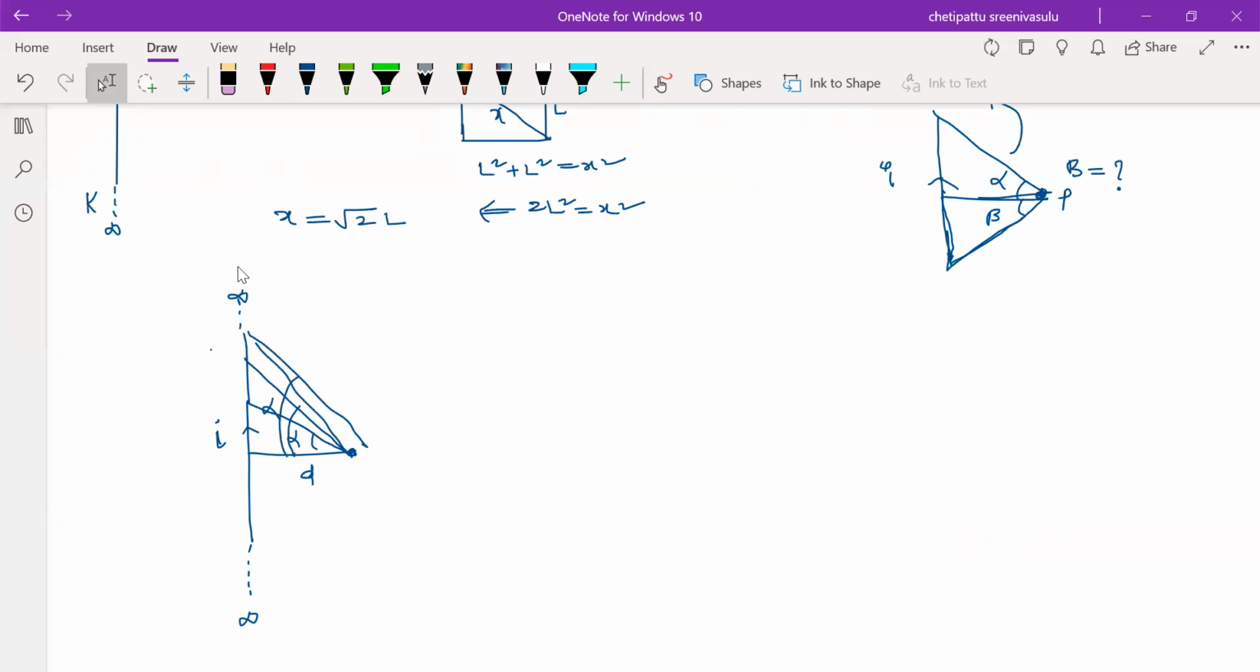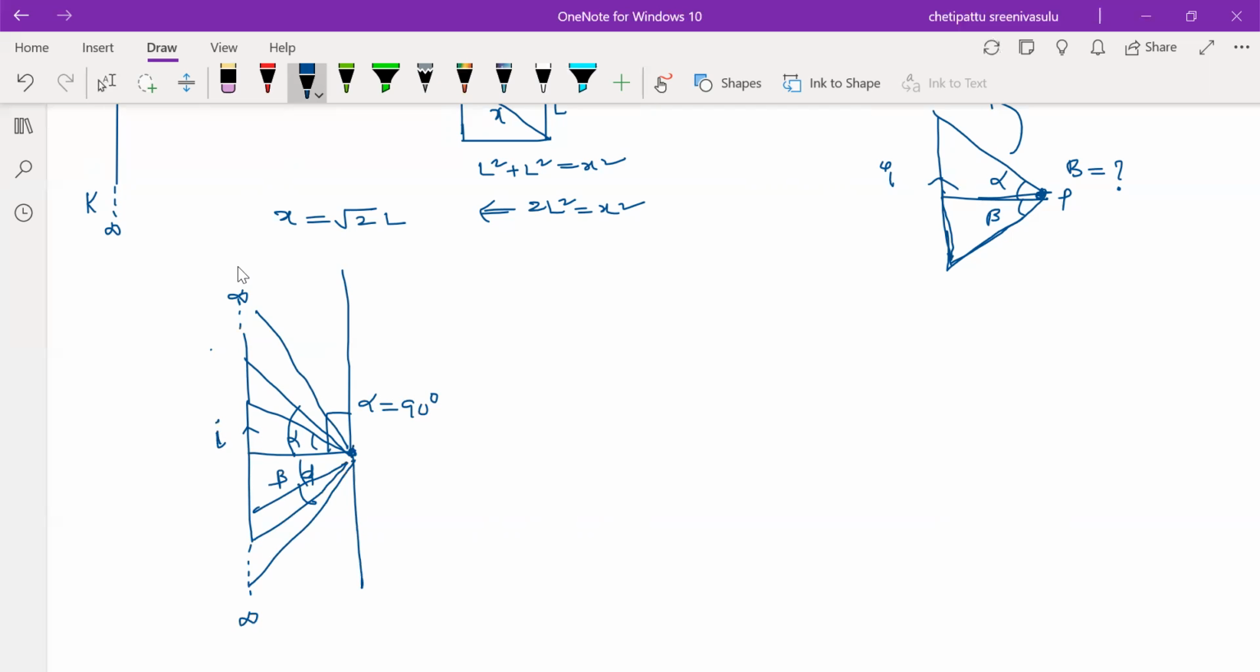If we draw lines continuously like this, what will happen? This comes like this, and finally it comes like this. So the alpha value will be 90 degrees. In the same manner, the beta value you also take like this. Up to infinity, if we connect like this line, the angle beta is 90 degrees. For this conductor, alpha and beta are 90 degrees.